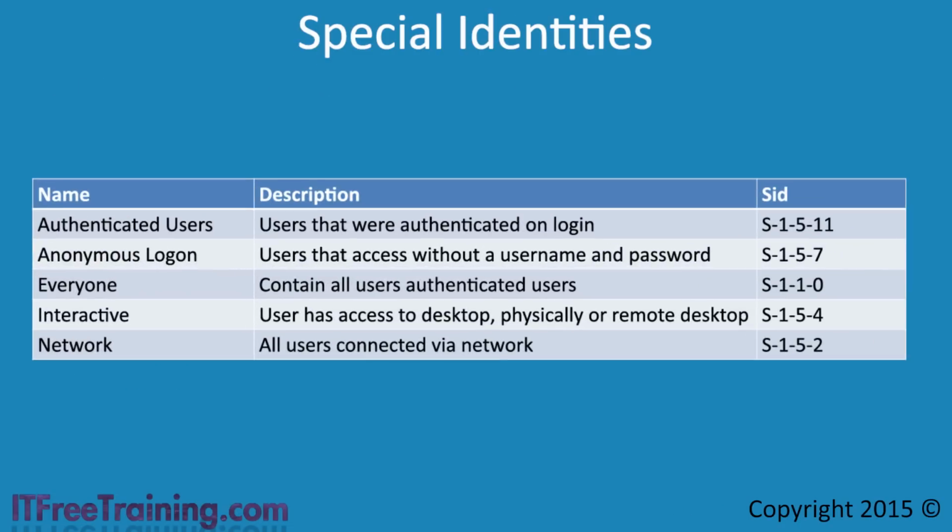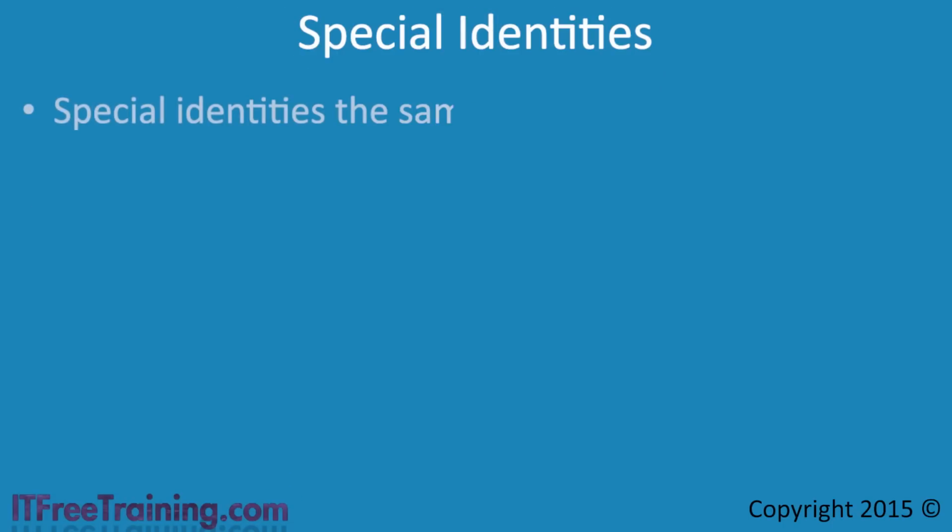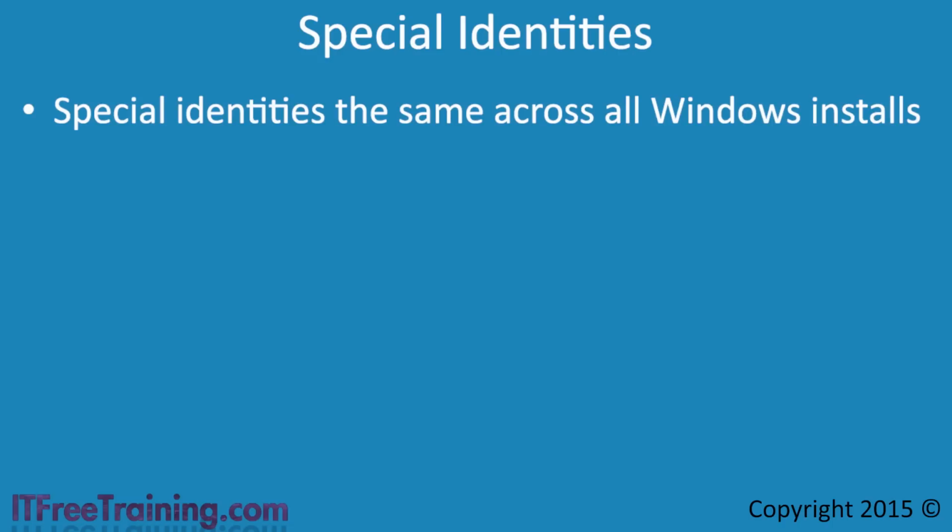There are a lot of special identities in Windows. In this video, I will look at 5 of the commonly used special identities. These are Authenticated Users, Anonymous Logon, Everyone, Interactive, and Network. Understanding how these work will allow the administrator to achieve results that are not possible using standard groups. Special identities are the same across all Windows installs.